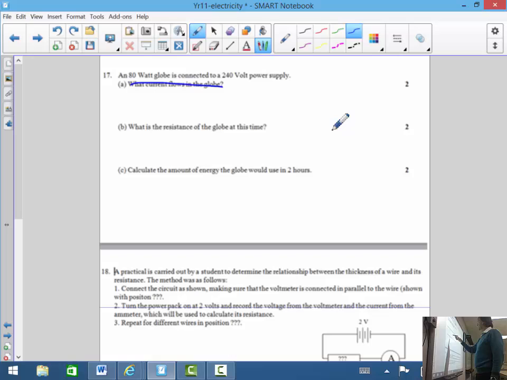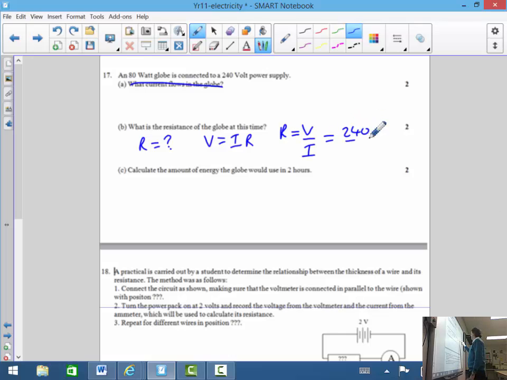What is the resistance of the globe at this time? Okay, so we're now trying to find R, and we've got P, V, and I. So we've got V equals IR. We can rearrange this to R equals V over I, which is 240 over the one we just calculated before, 0.33. That's over a third, so you times that by 3. So 240, 480, 720 ohms.